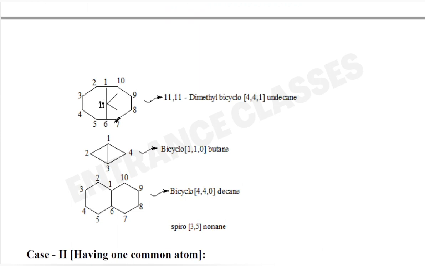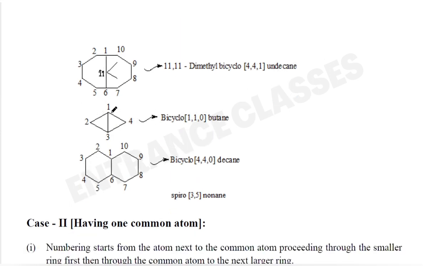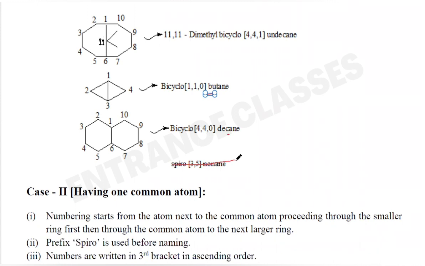Bicyclo 4.4.1. Here it is one carbon. So 4.4.1 undecane, because the total number of carbons in the ring is 11. Here it will be bicyclo 1.1.0, there is no carbon, butane. This is bicyclo 4.4.0, there is no carbon, decane.